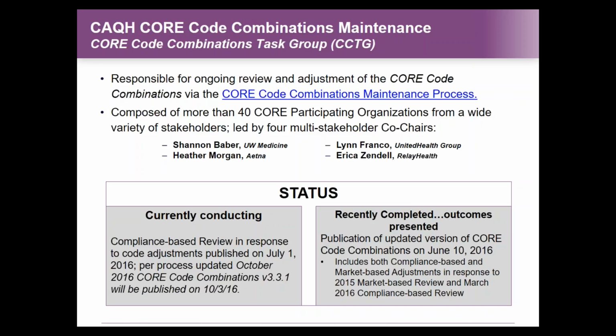Currently, the task group is completing a compliance-based review in response to the updated CARC and RARC lists that were published on July 1st. The updated version of the CORE code combinations, including the task group approved compliance-based adjustments, will be published on October 3rd. Prior to this work, the task group completed a concurrent compliance-based review, or CBR, and market-based review, or MBR. The CBR focused on adjustments in response to the updated lists that were published on March 1st, and the MBR focused on potential adjustments that were received via the 2015 Industry Market-Based Review Survey. The task group approved adjustments in response to this review cycle were included in the CORE code combinations that were published on June 10th.